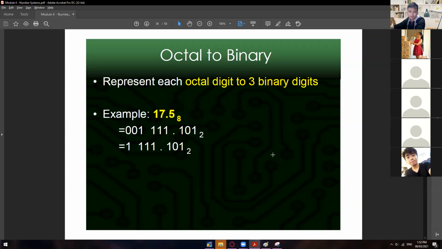Yes, if it's octal, it's always 3-bit only. The highest for octal is 7. From the word octal, it's 0 to 7 only. If it already exceeded the 7, then that is not octal anymore. That is already base 9. Base 9 is ranging from 0 to 8. The same with base 12, that's ranging from 0 to 11.